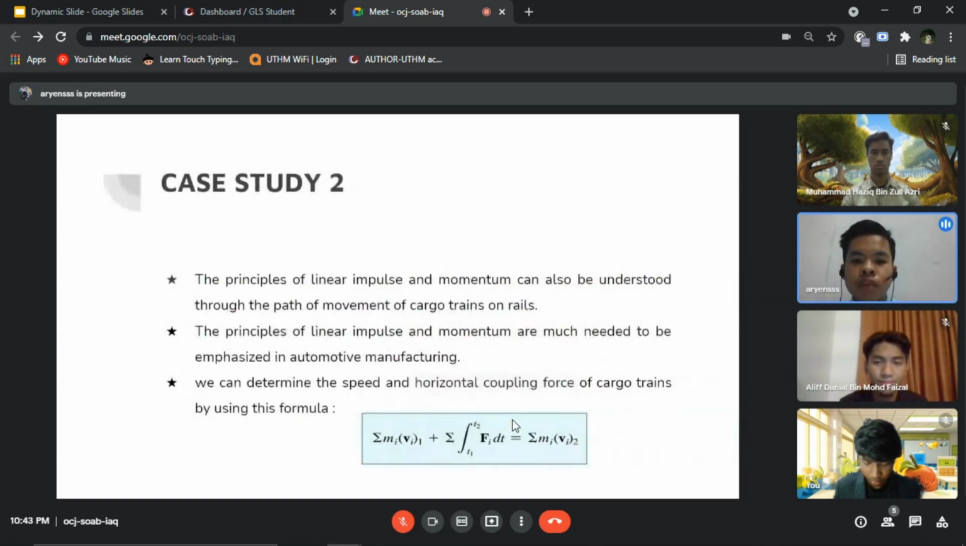The principle of linear impulse and momentum can also be understood through the path of movement of cargo trains on rails. It can be observed that the train moves with a velocity value and will produce a change in momentum. The principle of linear impulse and momentum is much needed in automotive manufacturing because it can determine the final speed of an automobile. Based on the value of mass and force given in the question, we can solve the speed and horizontal coupling force by using the formula of the principle of linear impulse and momentum. That's all for me.